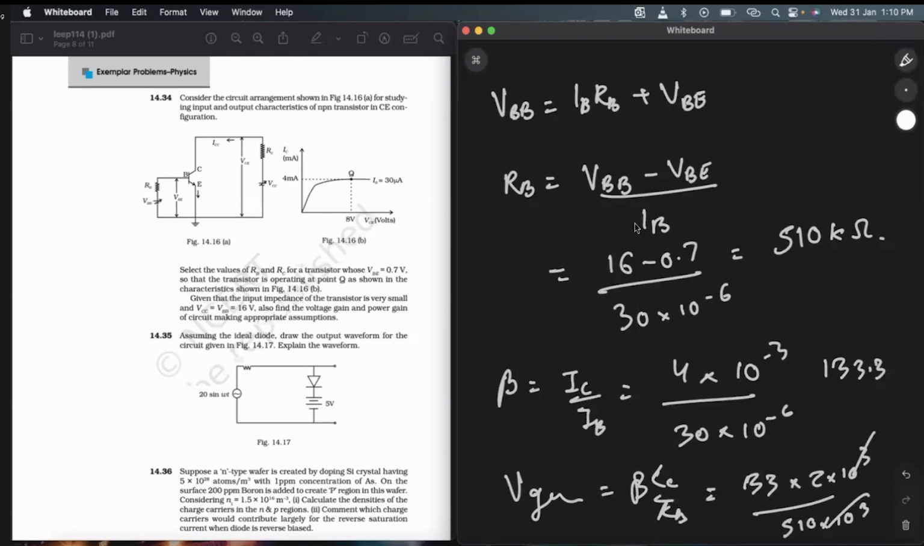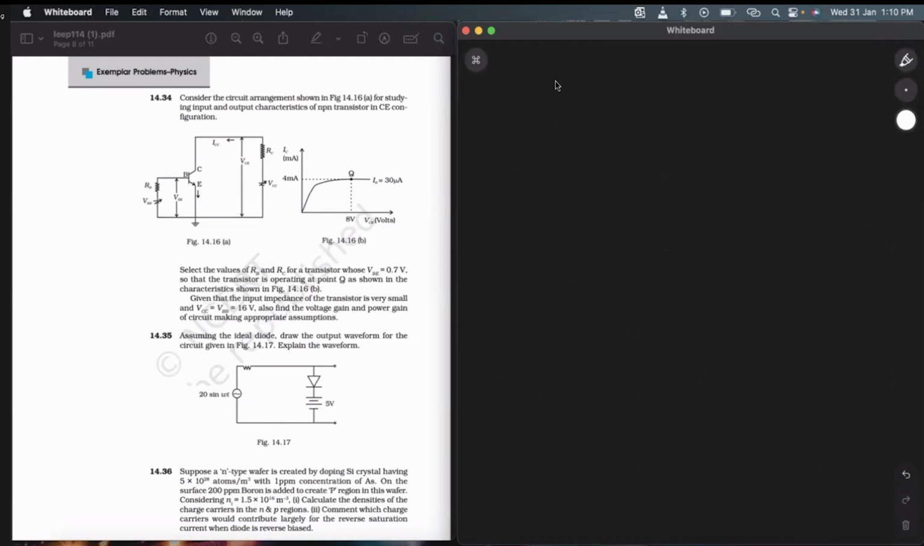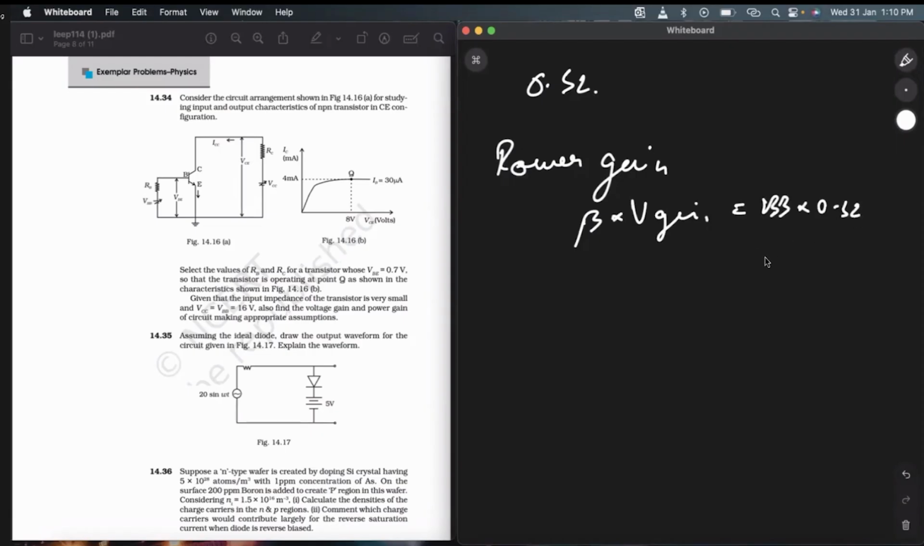So voltage gain, beta RC by RB, comes to 0.52. And now power gain is beta times voltage gain. It will be 133 into 0.52. It is nothing but what? 16. Alright. So you question over here.